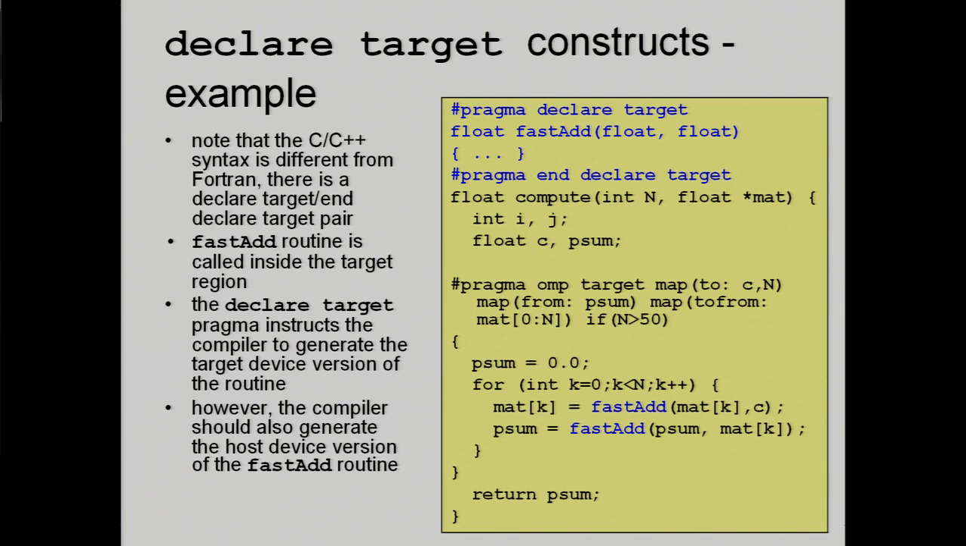Okay, it will call the appropriate version of the routine. So this is how the target data works. It just gives more information to the compiler about what to do in terms of code generation.